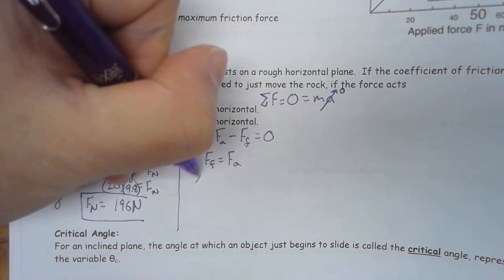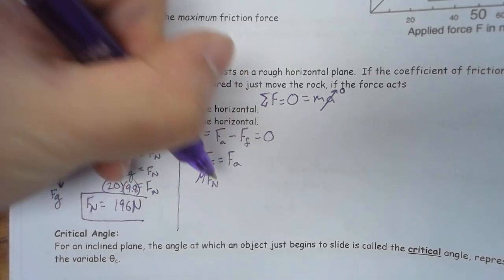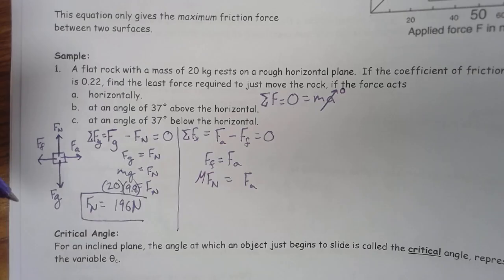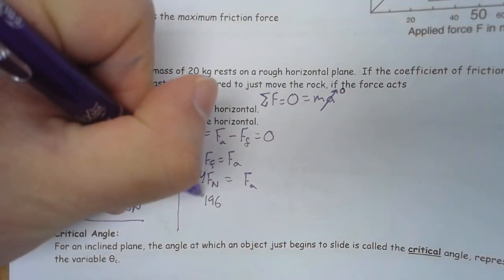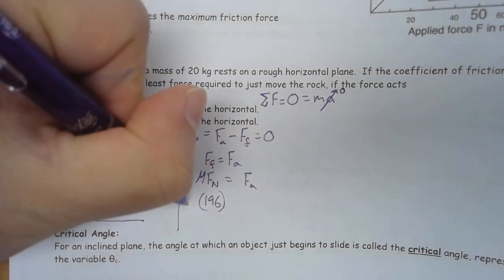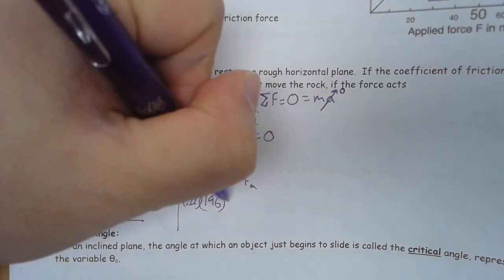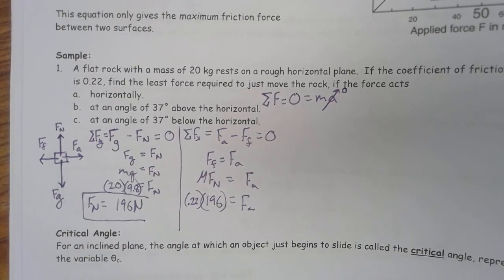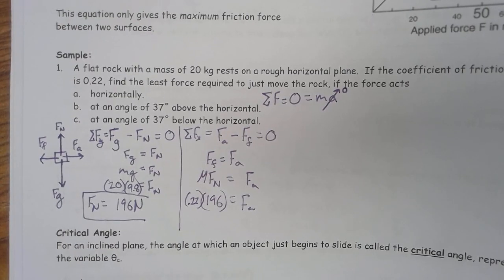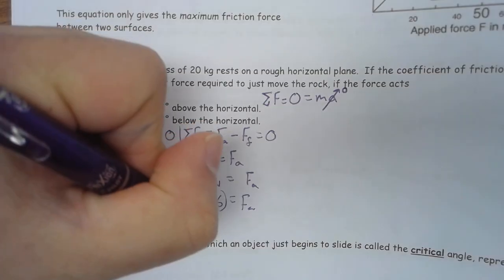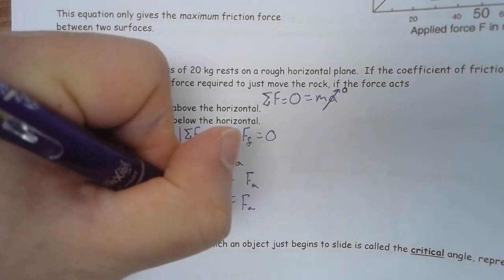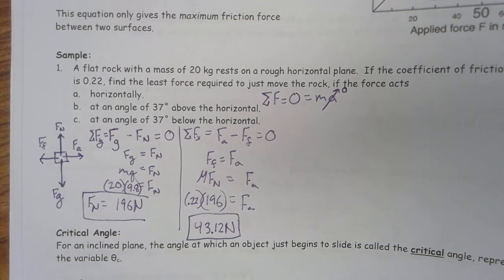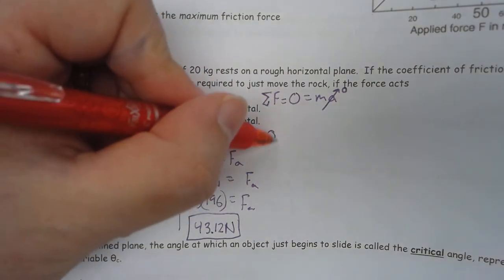What's our friction equal to? Mu times force normal. And our force normal is 196. So 0.22 times 196 is how we find our force. That's it. What do we get as our answer? I agree. 43.12 newtons. That's our applied force, if the force is going horizontally.